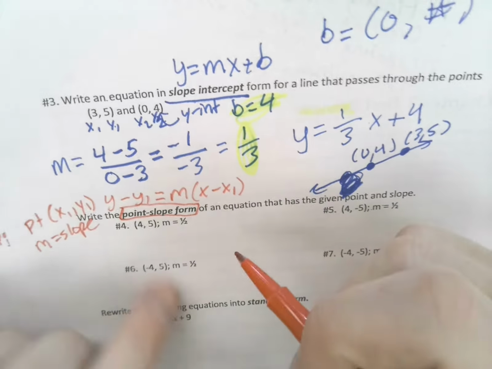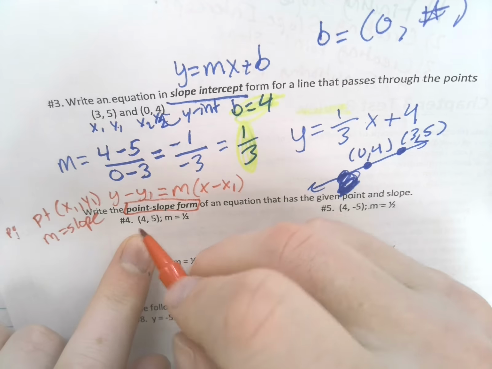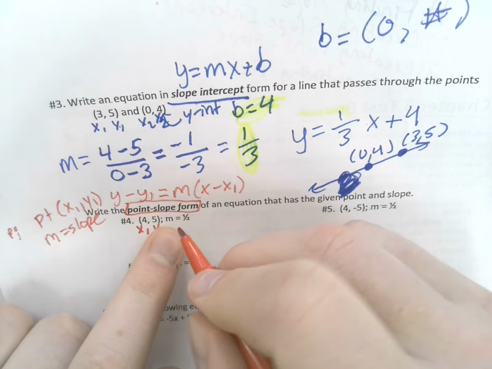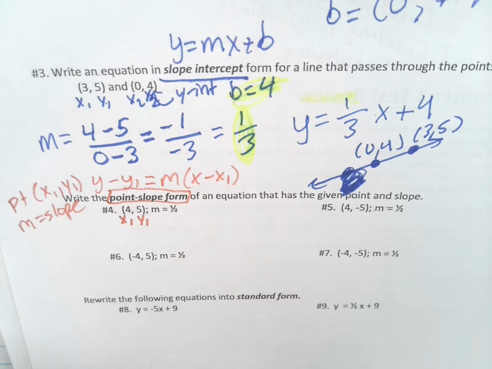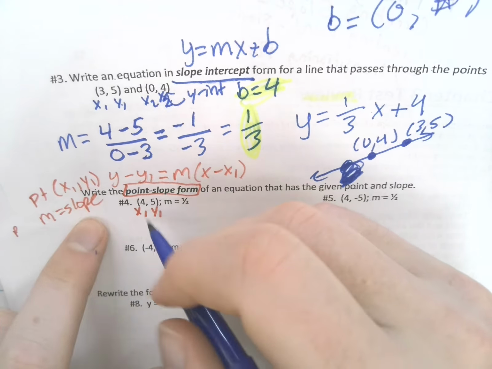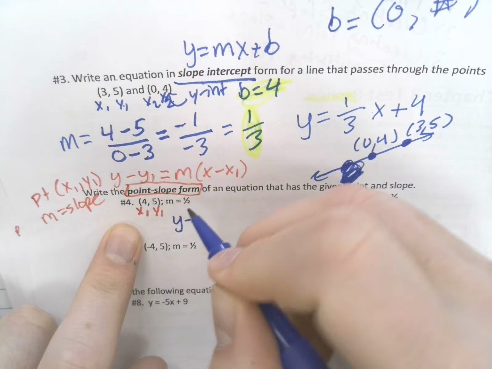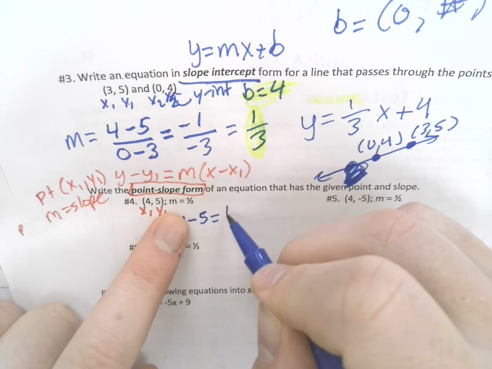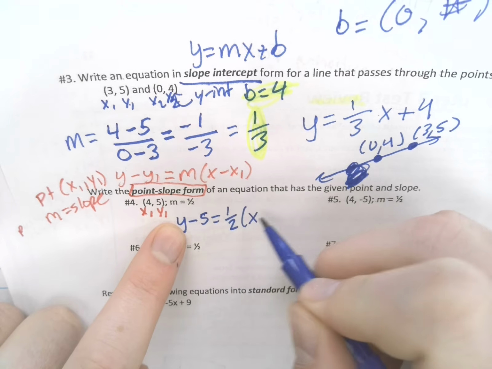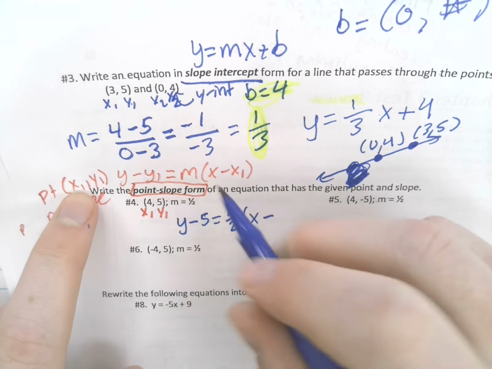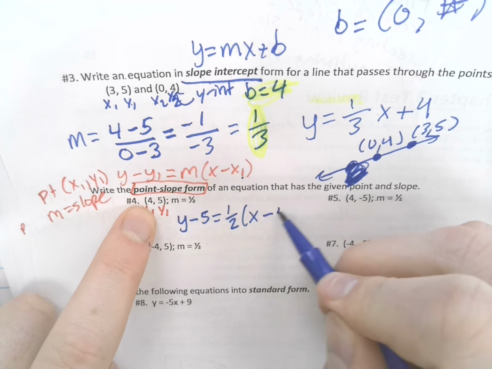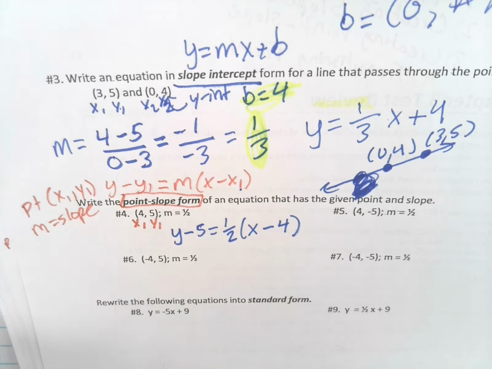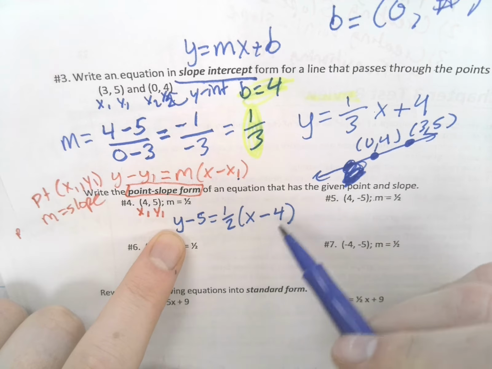So let's just get a quick reminder here, some practice. So number 4, they give you 4 and 5. Oh, that's x1 and y1, and there's m. So when we go to write our equation, we've got y minus y1, which is 5, equals our slope, 1/2, parentheses x minus x1. In this case, that's 4. So that's all there is to it. Y minus y1 equals m times x minus x1.